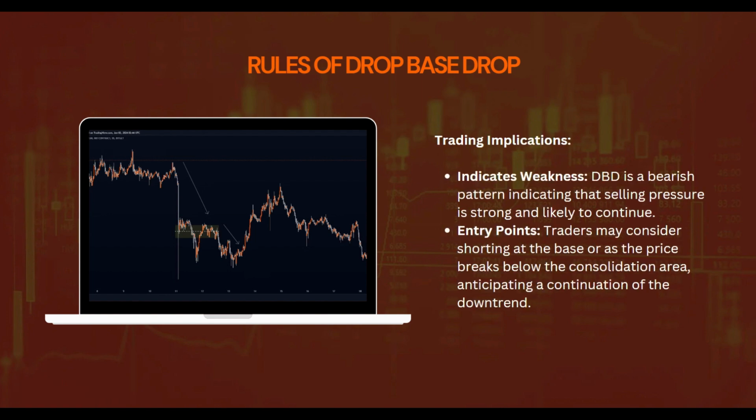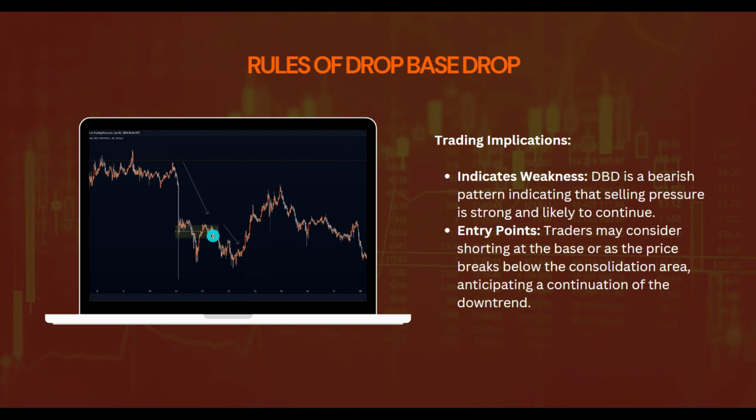Trading implications mean it's only a bearish pattern. Do not counter trade any of these that I'm teaching you guys. Please only do what I'm telling you to do. If you do that, you will take out years of failure. Trust me. So this will indicate weakness in the bullish movement, and it'll also show you strength in a bearish movement. Entry points again would be around the base area.